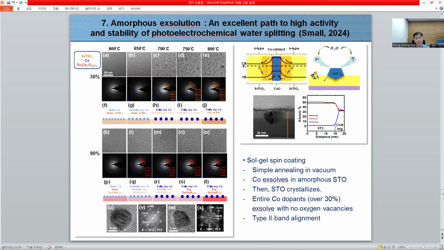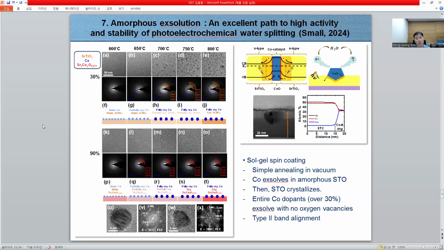Up to now, we have discussed exsolution from oxide crystals, typically manufactured by physical vapor deposition techniques such as PLD. So metal doping concentration is limited to less than a few percent because of the doping concentration limit. And literature reported that increasing doping concentration creates abundant oxygen vacancies, thereby degrading stability of catalytic reaction over time. Recently, we created a new exsolution technique called amorphous exsolution.